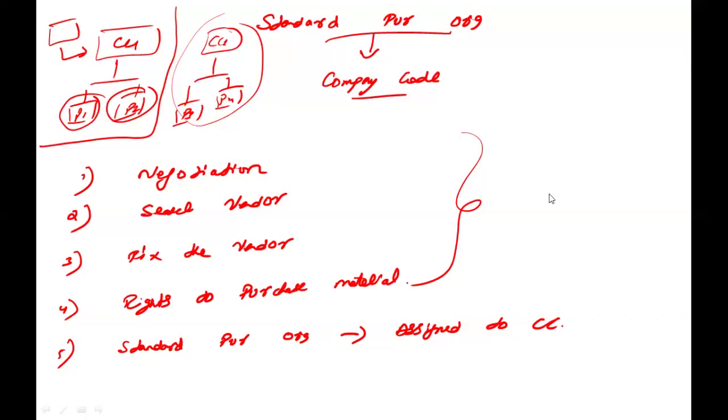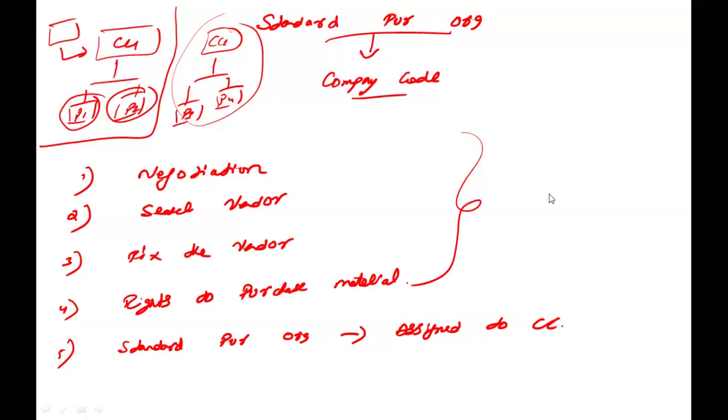But if they are not convinced with the negotiation that the reference purchase org has done, then they can go with their own negotiation. Or, for example, the reference purchase org may say they need to buy from a vendor who is in India, and the company code is in the US.